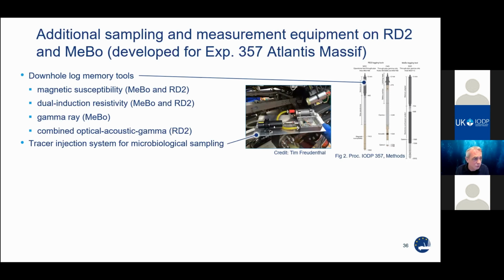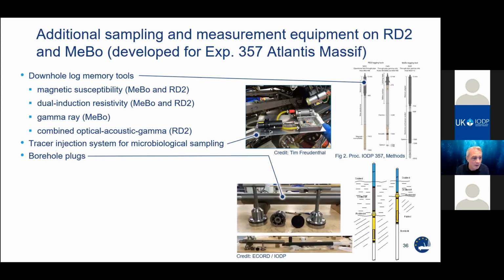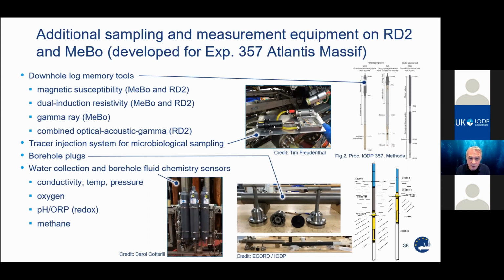The two drills also have a tracer injection system to assist with assessing core contamination for microbiology work. Both drills are able to deploy simple borehole plugs to seal off any circulating fluids for later sampling. And also both drills can carry ancillary equipment, such as water collection and borehole fluid chemistry sensors, and those are to collect additional in situ data to complement the core and the log data.